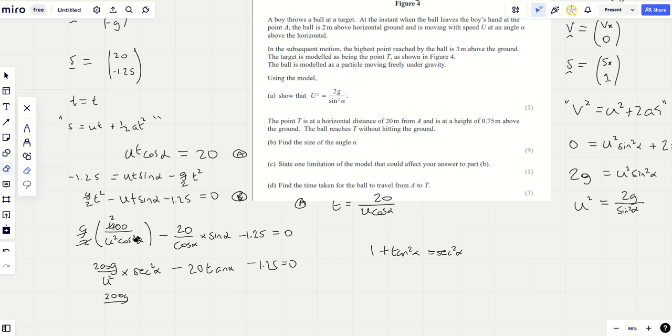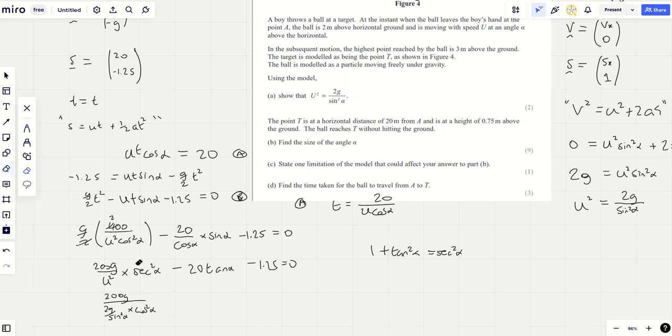I'm going to leave this, because I'm suddenly thinking u squared is 2g over sine squared. So I get cos squared over sine squared, but it's something divided by that, so that will eventually turn into a tan squared. That's my kind of thinking here. So we'll keep the 200g there, but then the u squared we'll write as 2g over sine squared alpha multiplied by cos squared alpha.